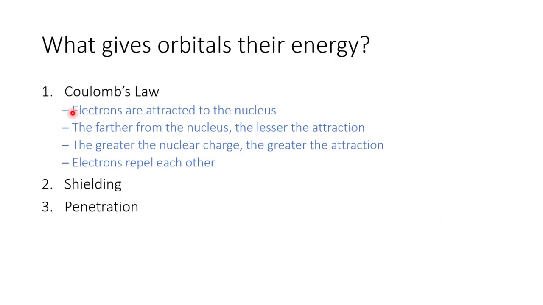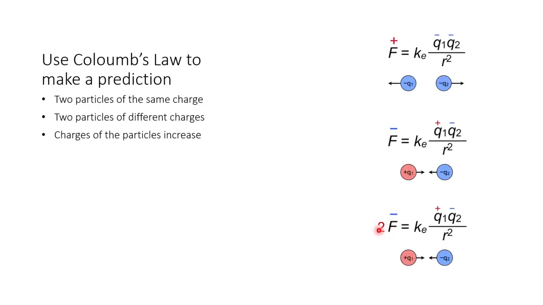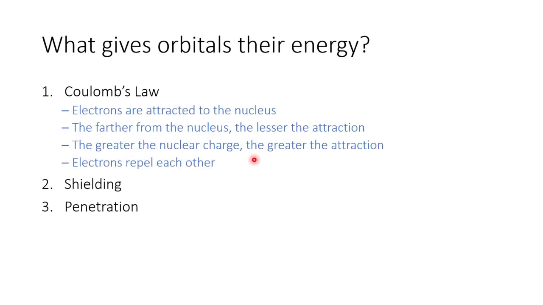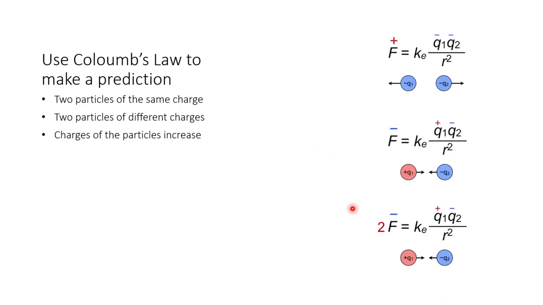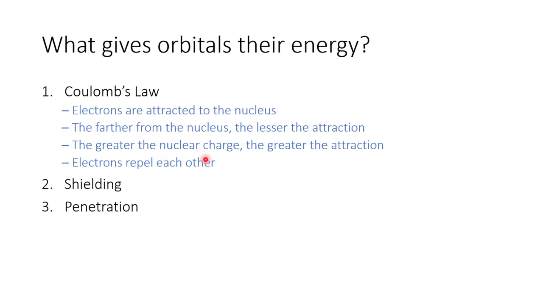Okay? So what we see is that electrons are attracted to the nucleus because we have a negative electron and a positive nucleus, so we have an attraction. The farther from the nucleus, the lesser the attraction, because the farther away we get, the bigger the distance. The greater the charge, the greater the attraction. That comes from this here, the 2. And electrons will also repel each other, because just as electrons are attracted to the nucleus because they have opposite charges, electrons have the same negative charge, so they will repel each other.